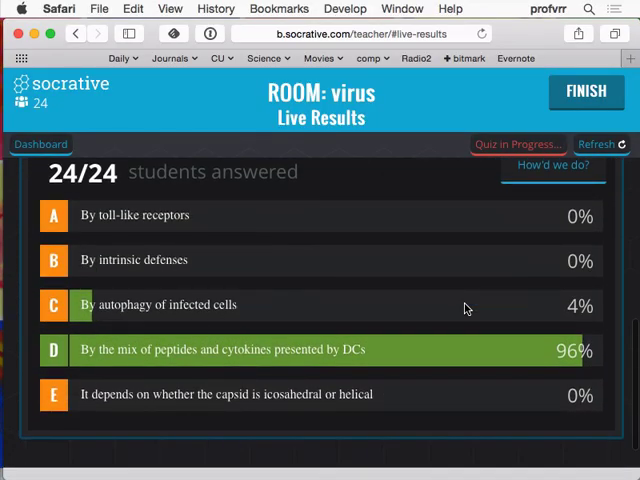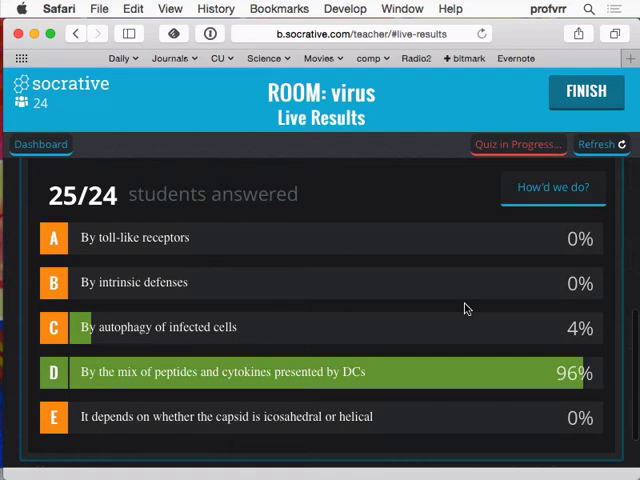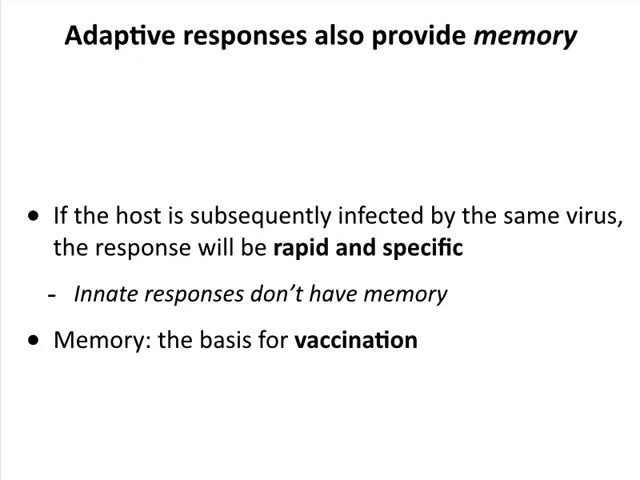All right, let's take a look. 96% of you picked D, by the mix of peptides and cytokines presented by DCs. So a couple of you picked C, by autophagy of infected cells. So that certainly is upstream, right? The DC is picking up pieces of dead and dying cells. But the real determinant is what peptides and cytokines are presented to the dendritic cells, to the lymph node cells. Now, adaptive responses have memory, unlike intrinsic and innate responses.